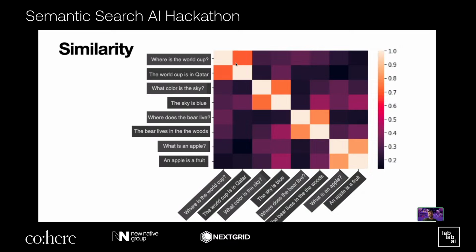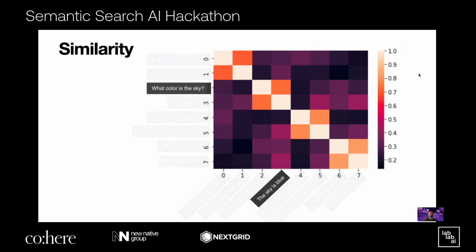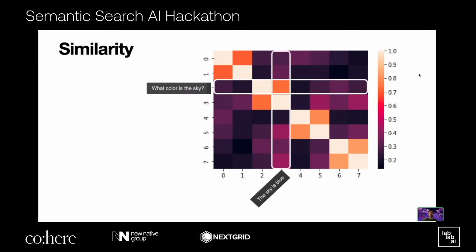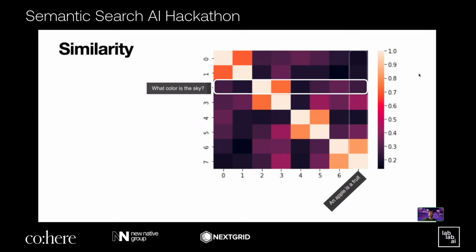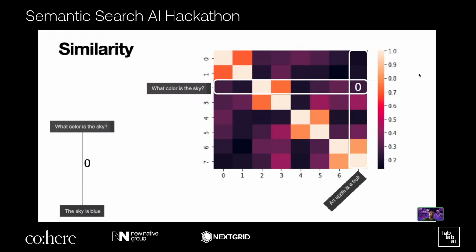And the answer tends to be close to the sentence. So for example, what color is the sky? And the sky is blue, have a similarity of somewhere around 0.7. And that means they're close in the embedding, right? And if I look at what color is the sky and an apple is a fruit, then that similarity is close to 0. It's probably not 0, but something very small. So that tells us that our embedding is something like this.